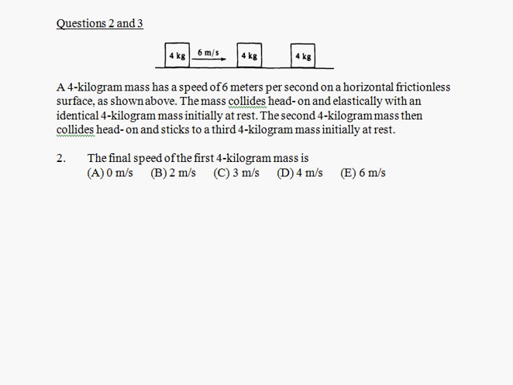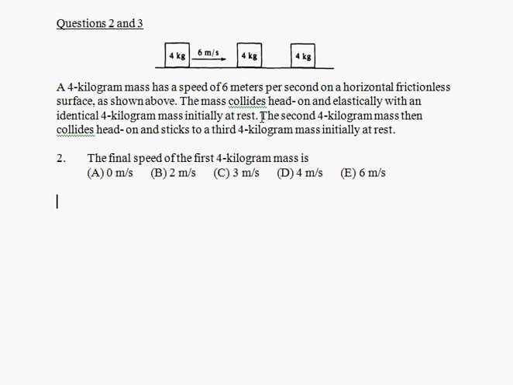So, a 4 kilogram mass has a speed of 6 meters per second on a horizontal frictionless surface, as shown above. The mass collides head-on and elastically with an identical 4 kilogram mass initially at rest. The second 4 kilogram mass then collides head-on and sticks to a third 4 kilogram mass initially at rest. The final speed of the first 4 kilogram mass is.